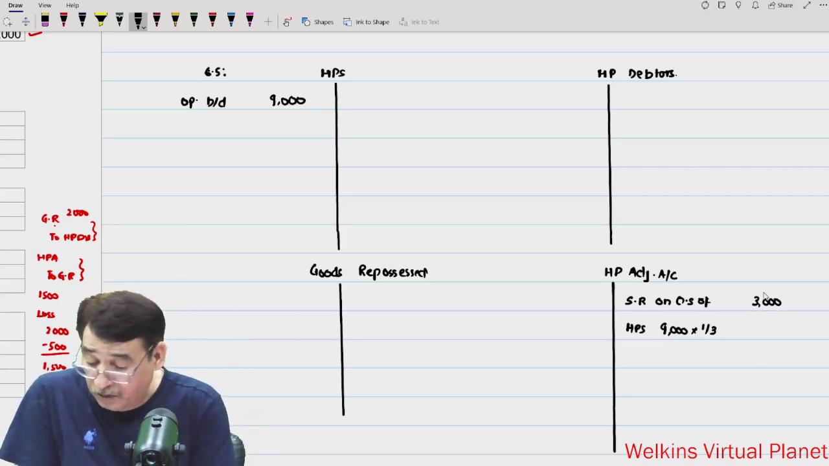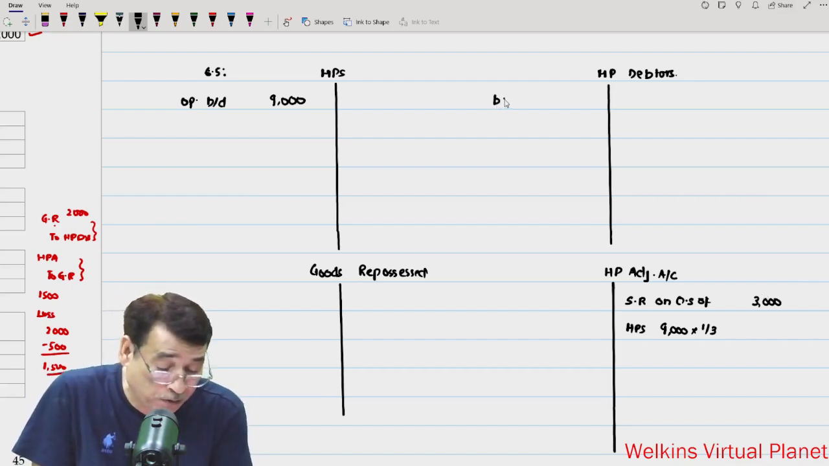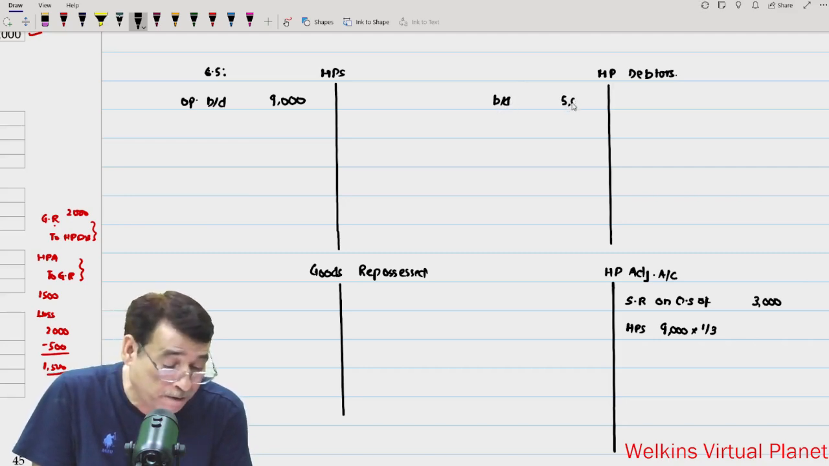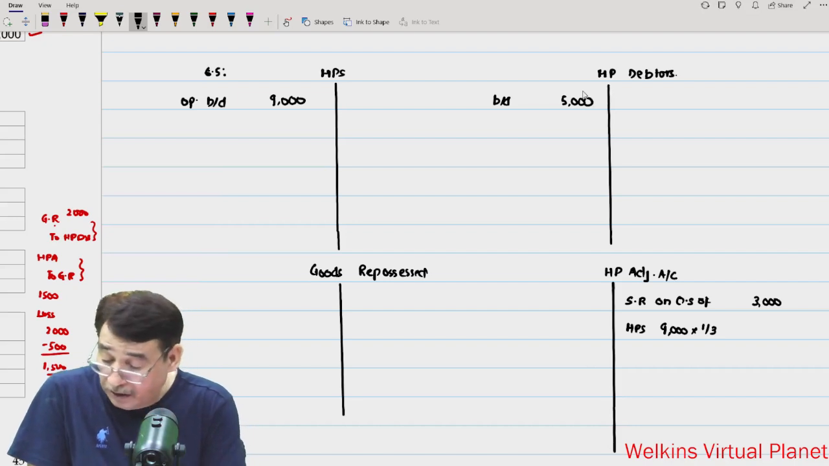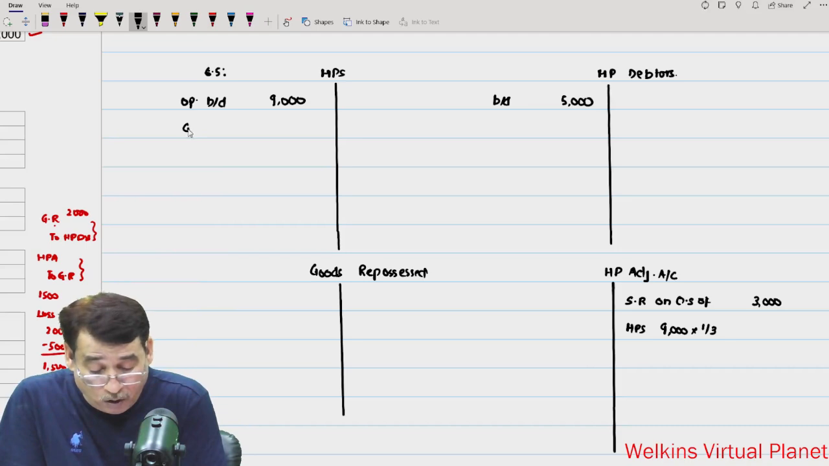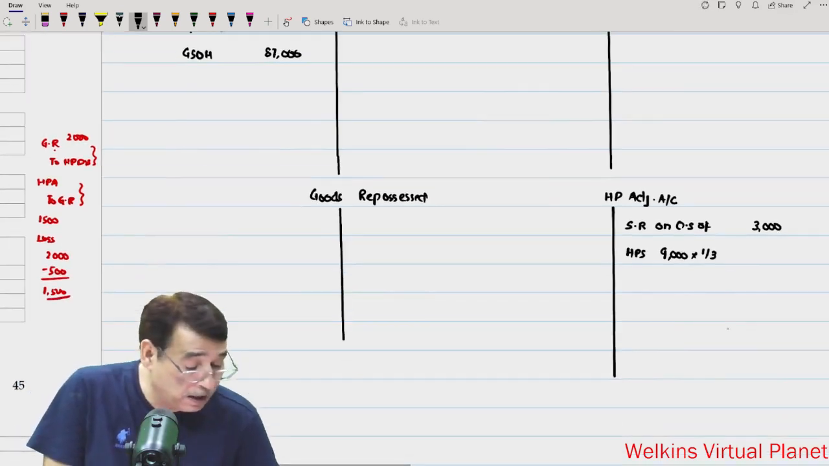Then next item is installment due on 1st of January. Installment due is always related to debtors account. That means we are talking about the opening balance of higher purchase debtors account, that is 5,000. Then next item is goods sold on higher purchase during the year. Goods sold on higher is equal to 87,000. Now goods sold on higher, it is at higher purchase price.